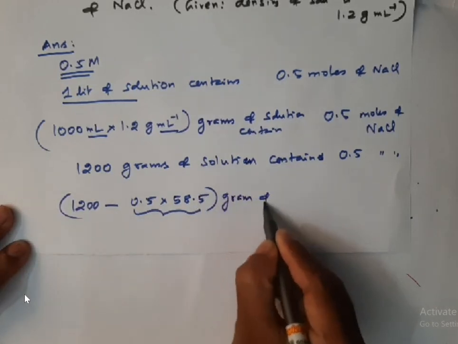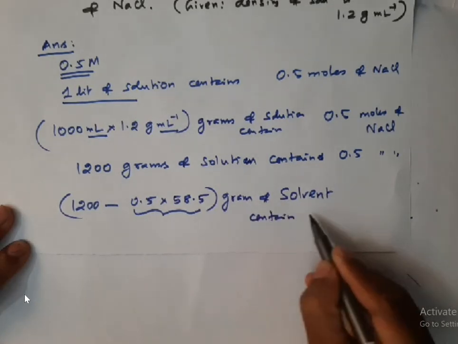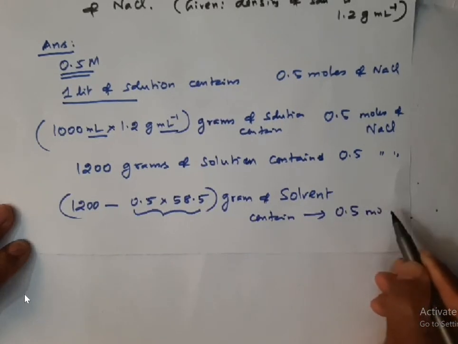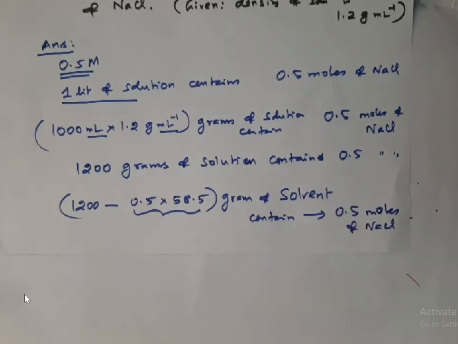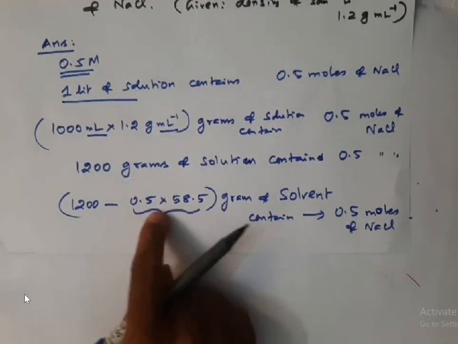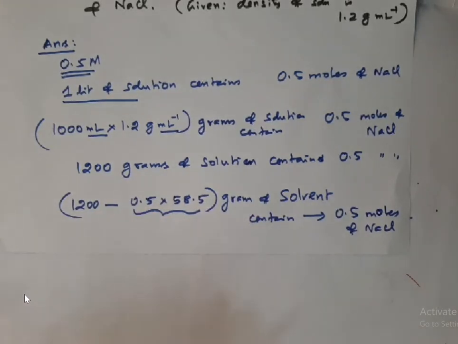So this much grams of solvent contains 0.5 moles of sodium chloride. Is this clear, students? Any doubt? Okay. Now I'll multiply these two and subtract from 1200, so I'll get the mass of solvent in grams. Let me do it with the calculator; you just try without using a calculator. It is not a difficult one, it's very easy.